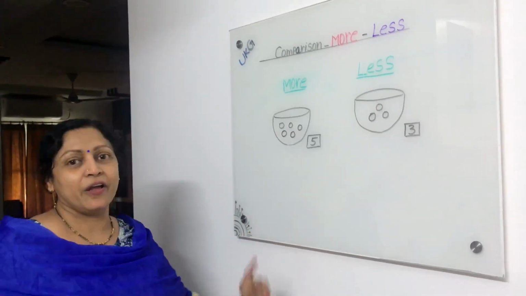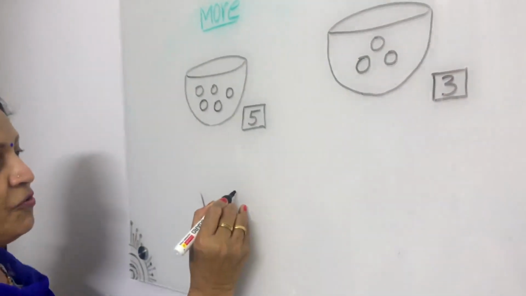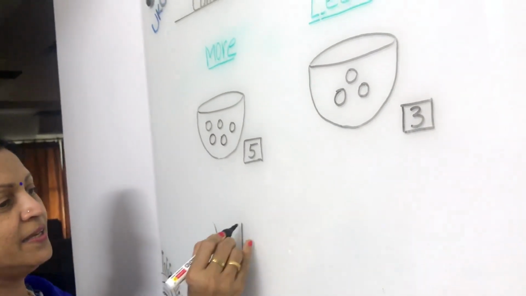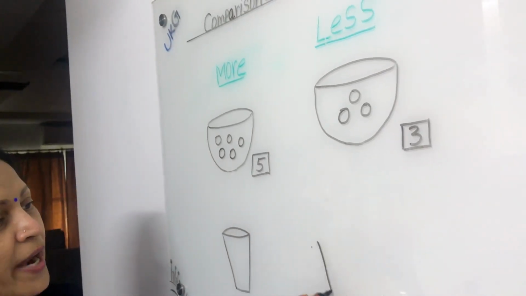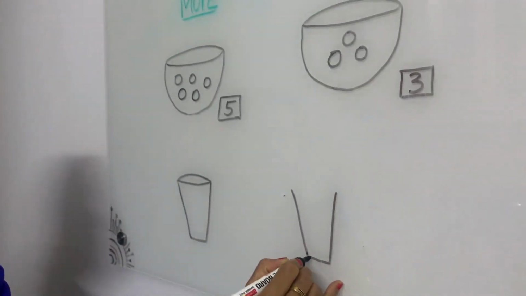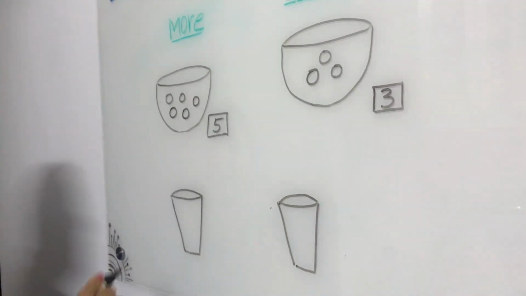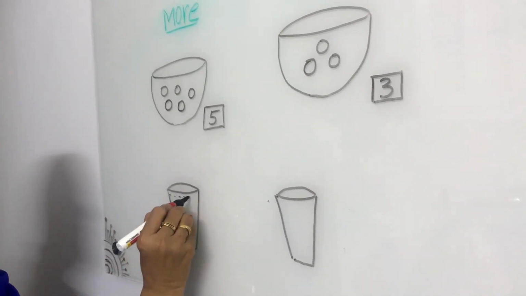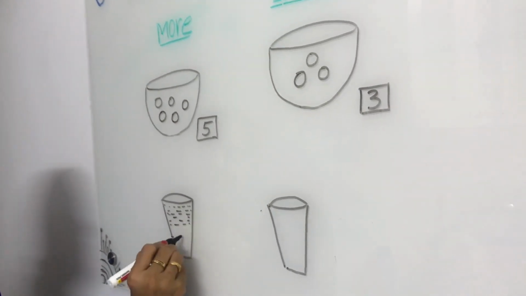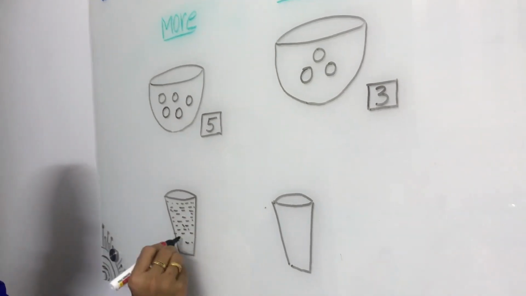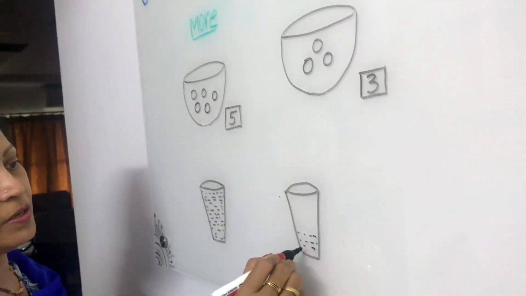Okay. Now, one more I am going to show you. See here, children. This is one glass. This is also one more glass. So, mommy will give you milk every day, no? How does she give you milk? In the glass only, no? In the glass, see here. See, full glass of milk is there. So, here only this much is there.